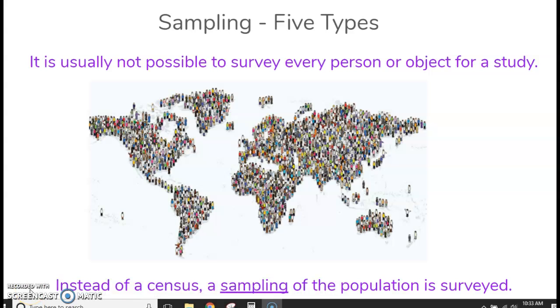Hello, Algebra 2 people. Today we're talking about sampling. There will be 5 different types of sampling that we'll go through starting in the next slide.